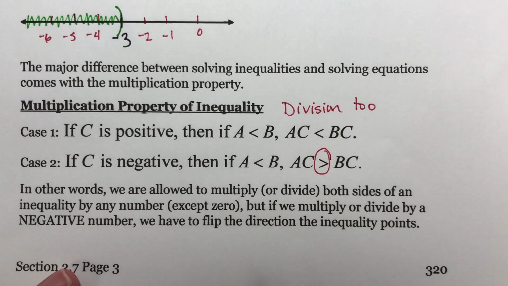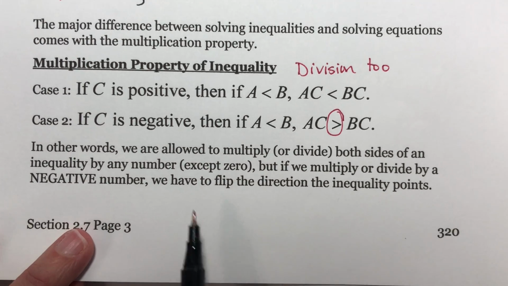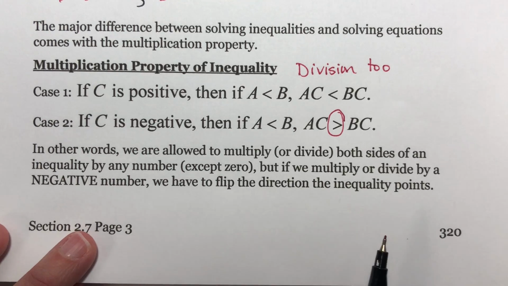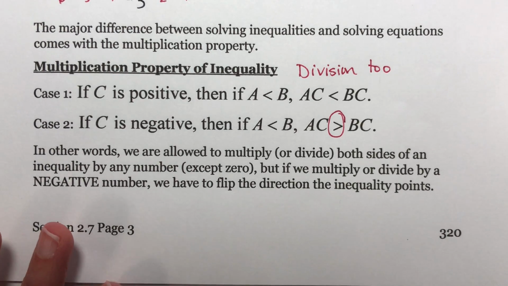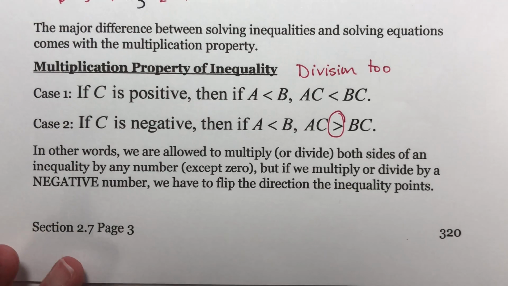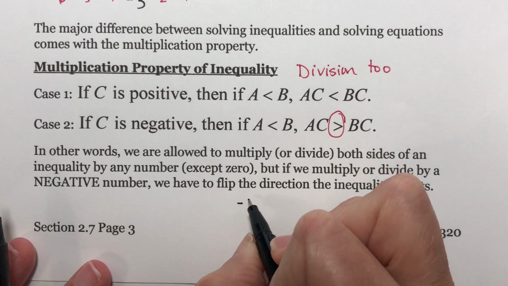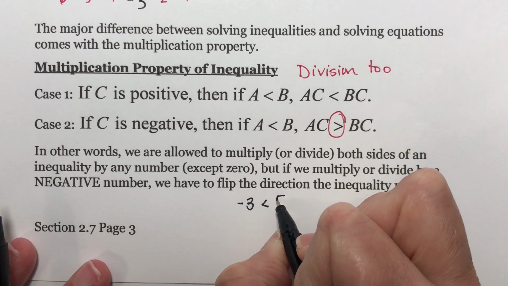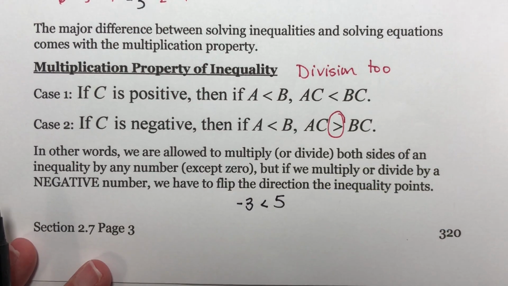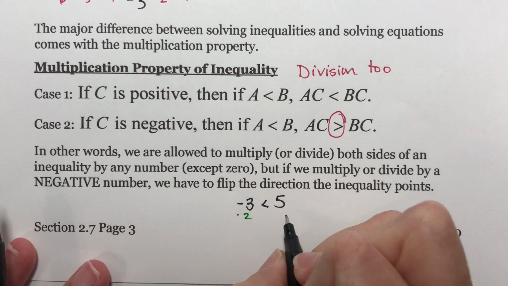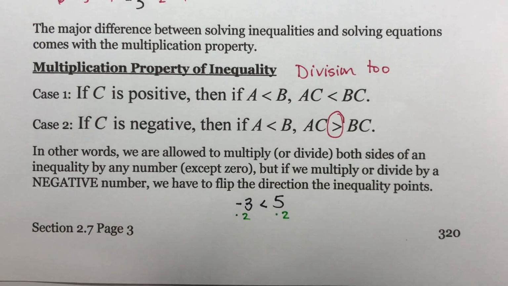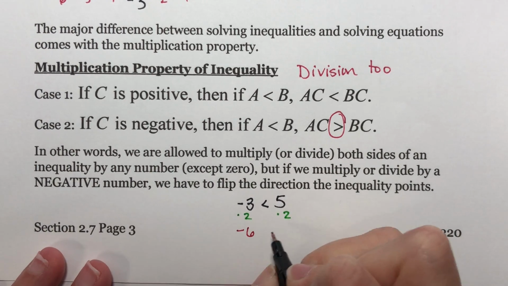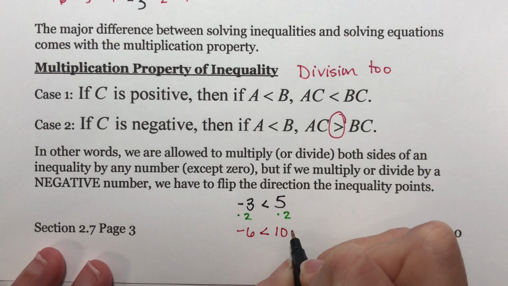Okay, now let me just do a quick little example to convince you that this is true. We know this, right? We know that -3 is less than 5. That's true. Okay, so I have an inequality that's true. Let's try multiplying both sides by a +2 and see what we get. That gives me a -6 is less than 10, and that's still true, right?